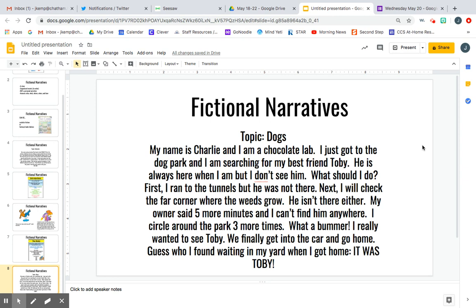It says, my name is Charlie, and I am a chocolate lab. I just got to the dog park, and I am searching for my best friend, Toby. He is always here when I am, but I don't see him. What should I do? First, I ran to the tunnels, but he was not there. Next, I will check the far corner where the weeds grow. He isn't there either. My owner said 5 more minutes, and I can't find him anywhere.